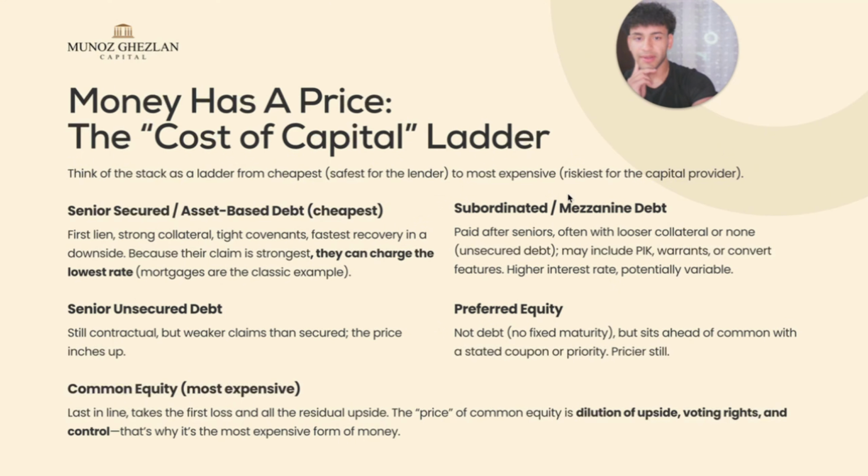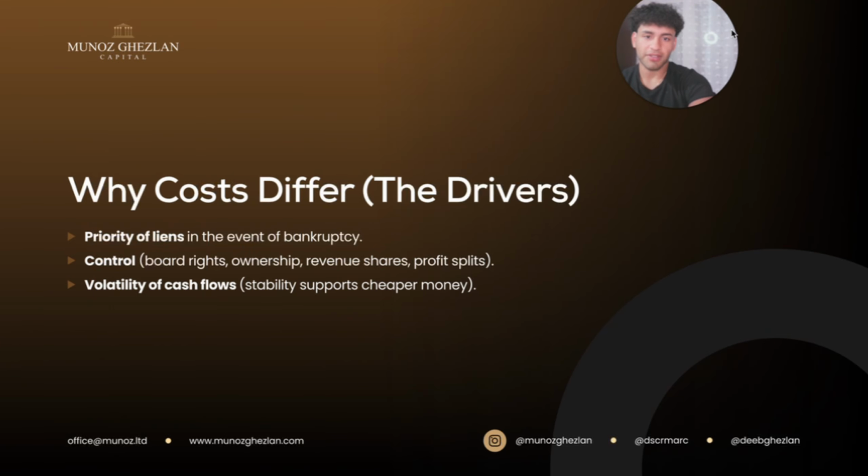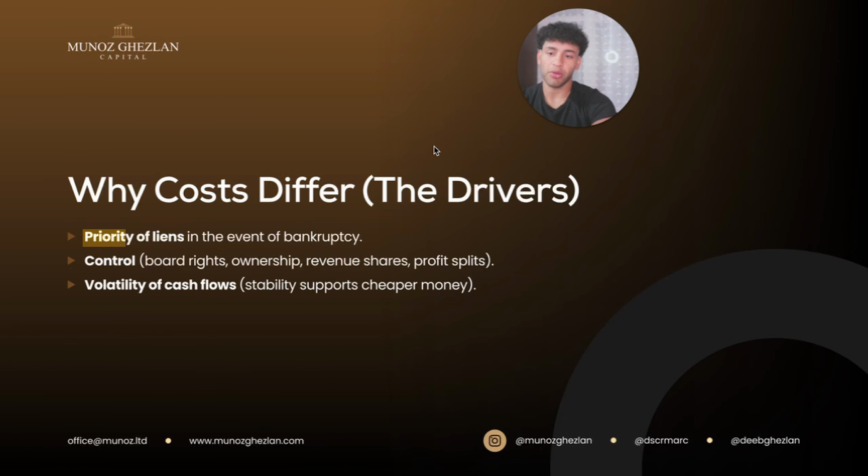So we discussed this when we were talking about the capital stack itself, but this is effectively the cost of capital ladder. Senior debt with first lien position is going to be the cheapest form of money for you as a business owner because you're going to have your lowest interest rate. Then as you go down the capital stack, you're going to have a higher interest rate, and then eventually it's going to dip into ownership dilution, which is going to be the most expensive. And costs differ for a variety of reasons: priority of liens, volatility of cash flows, and control over decision making in that enterprise is also going to be a form of cost.